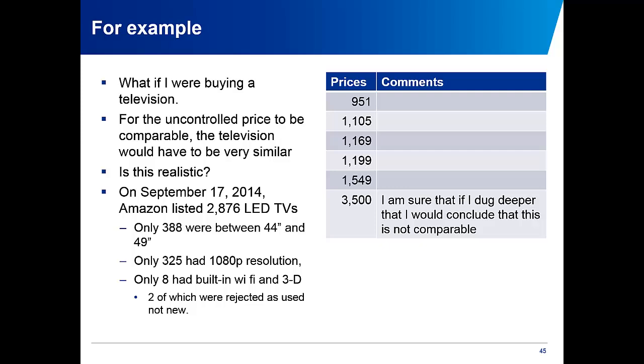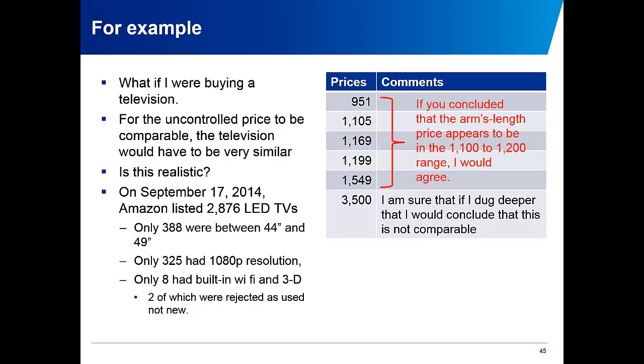But of the others, you notice that there actually is a pretty reasonable range, and often in transfer pricing we use either a reduction in the range, an interquartile range, or something else that would reduce it. And if you concluded that the arm's length price appeared to be between the range of $1,100 to $1,200, I'd agree, and I think that's actually a pretty tight range for the price of the TV.